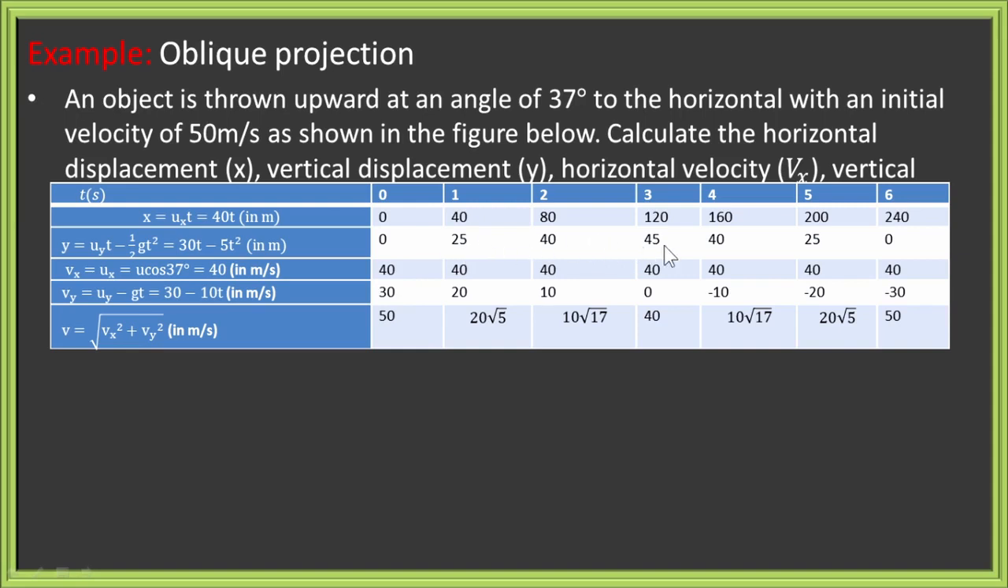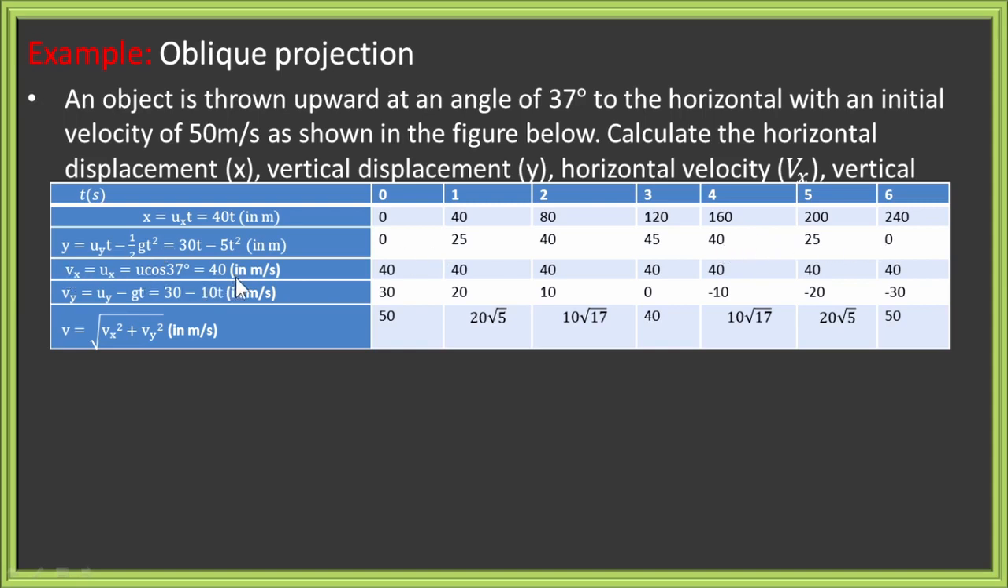Until 3 seconds, the height is increasing. But after 3 seconds, the height is decreasing: 40, 25, 0. Do you know why? It is similar to an upward slope. It is the maximum height which the projectile has reached. After that, its vertical velocity becomes 0, look here, and hence it returns back. That is why its displacement is decreasing.